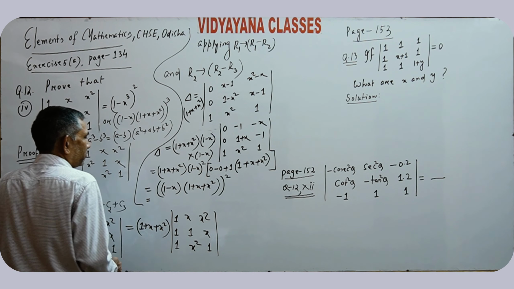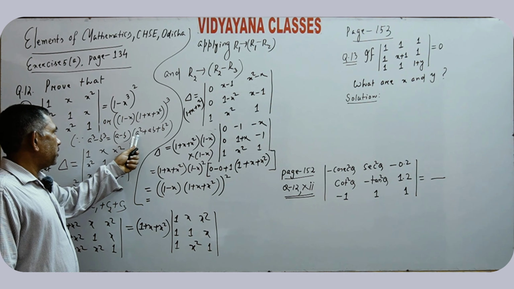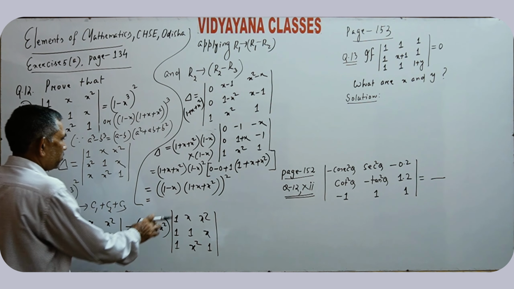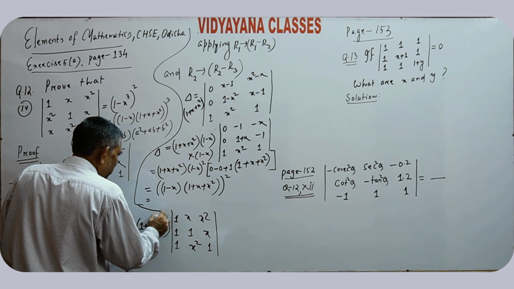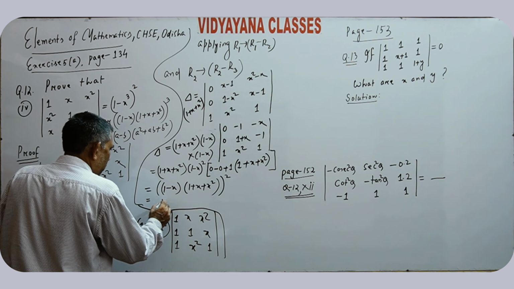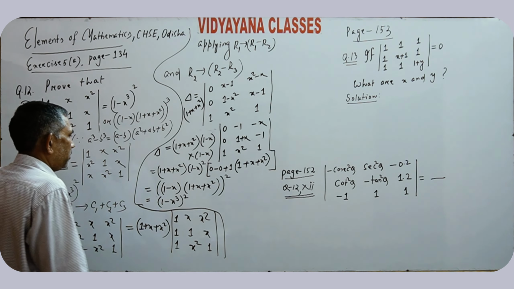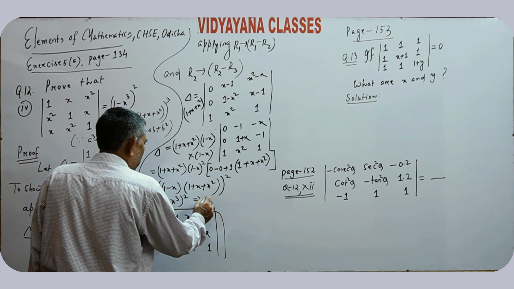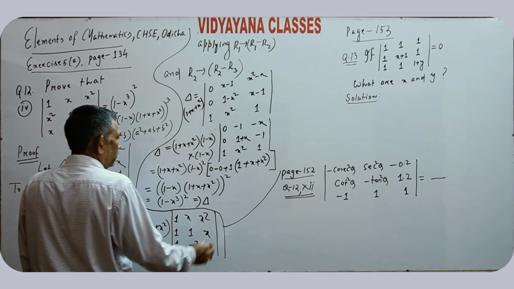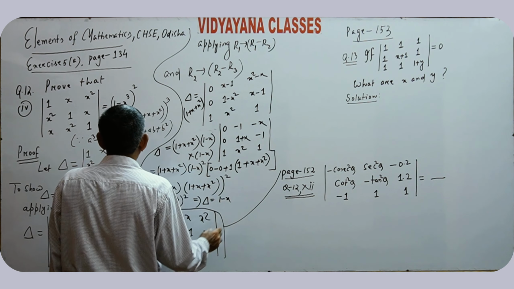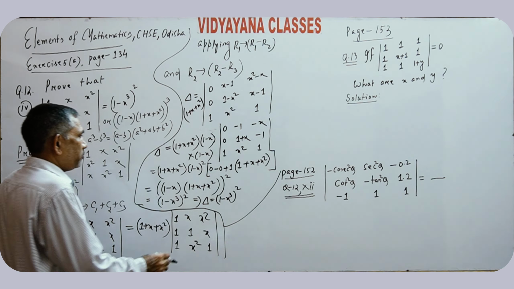which is same as a cube minus b cube. a cube minus b cube is equal to a minus b into a square plus ab plus b square. So it is 1 minus x cube whole square. Implies del is equal to 1 minus x cube whole square. Hence proved.